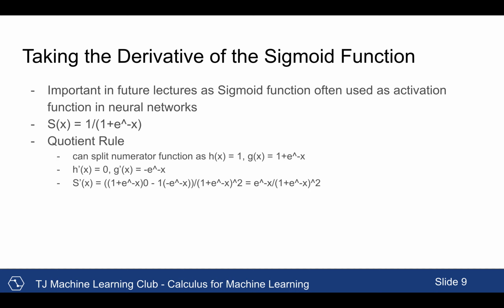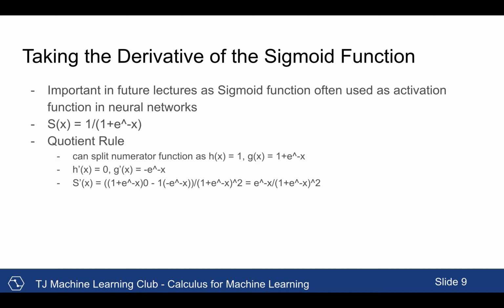The derivative of the up function is 0, and the derivative of the down function is negative e to the negative x using the sum rule and the chain rule. So looking at the sum rule, we first take the derivative of 1 and it's 0, so we're just accounting for the derivative of e to the negative x.